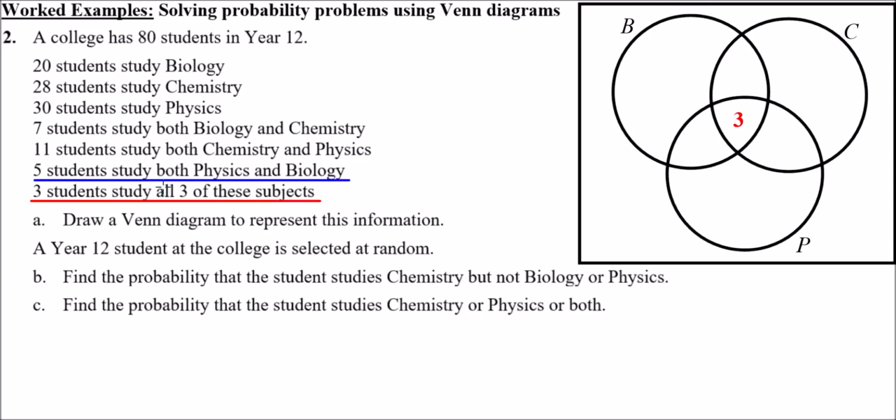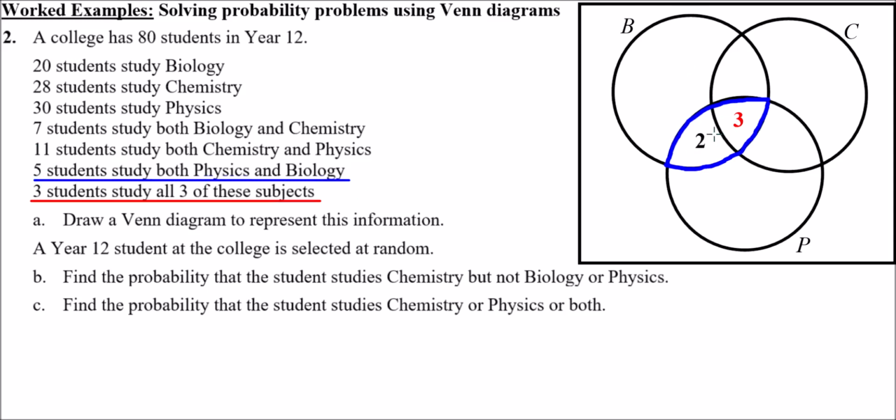5 students study both physics and biology. So the physics and biology section is going to be the bit where the B circle overlaps with the P circle. So it's going to be all of this bit here. So if I just put it in blue, there needs to be 5 students in this blue region here. We've got 3 already from this middle bit, the 3 students who study everything, so we need an extra 2 over here, because 3 plus 2 will make the 5 we need. So we add in 2.